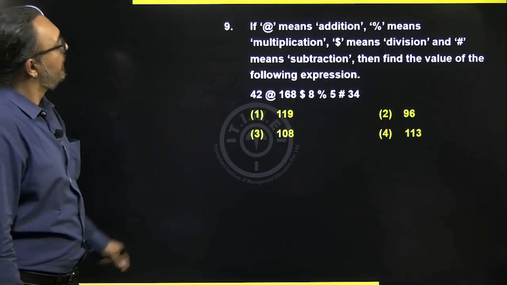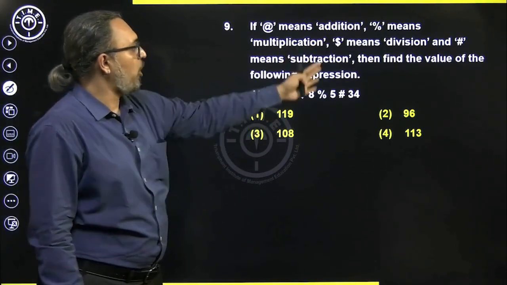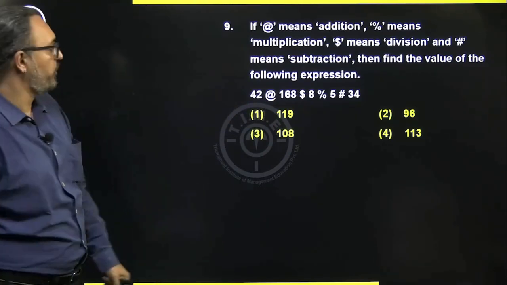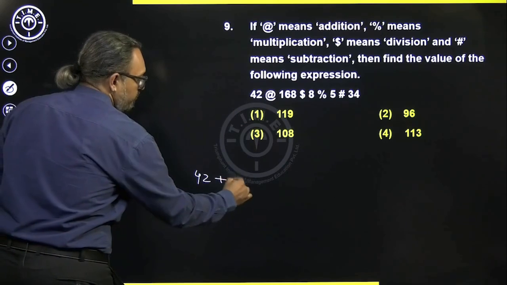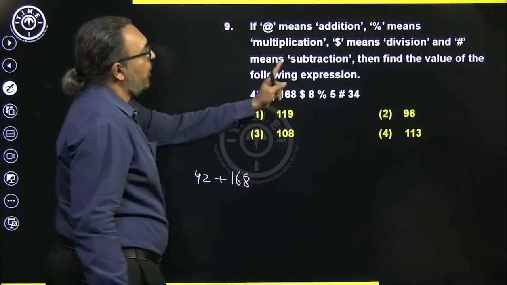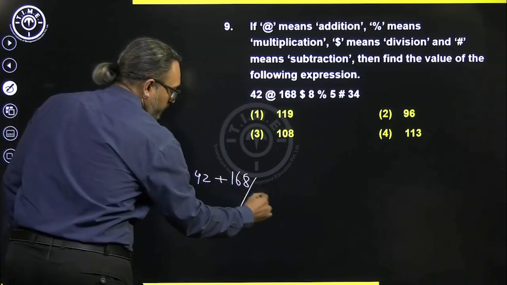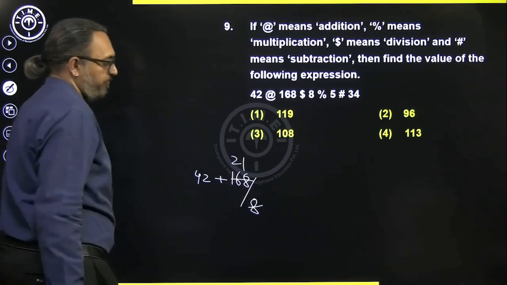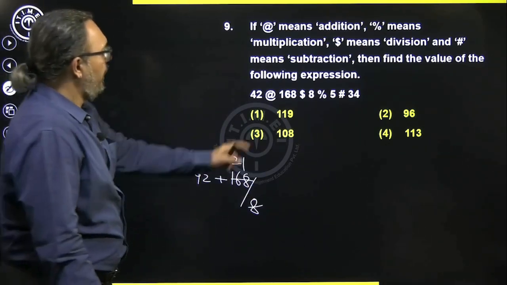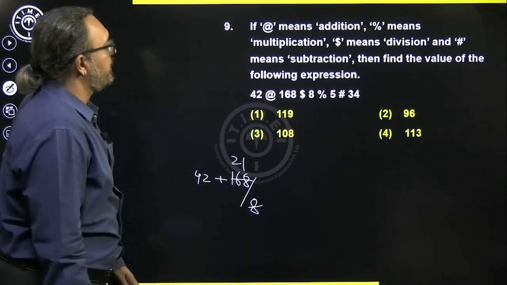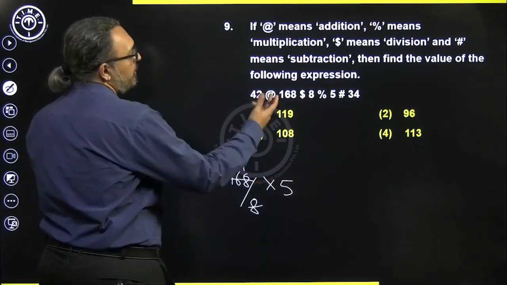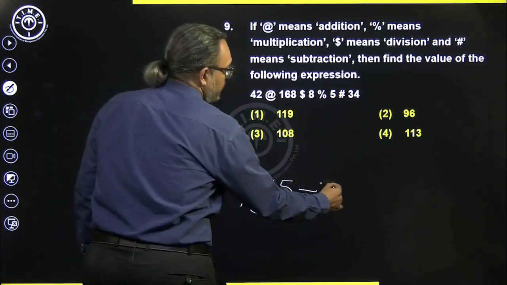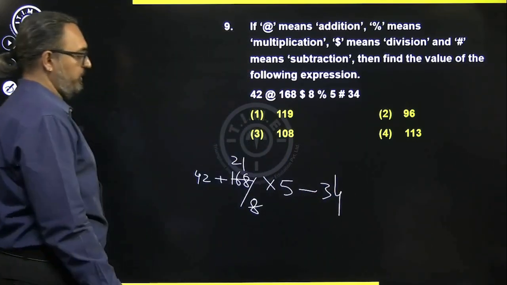Okay, ninth. Now again, substitute the symbols with operators and see what is the number you are going to get. Okay. Now at the rate means addition. So you have 42 plus 168. Dollar is divide. So divide by 8. So this basically is 21. Correct. And then percentage. Percentage is multiplication into 5. Hash is subtraction, minus 34. So this is what I want.